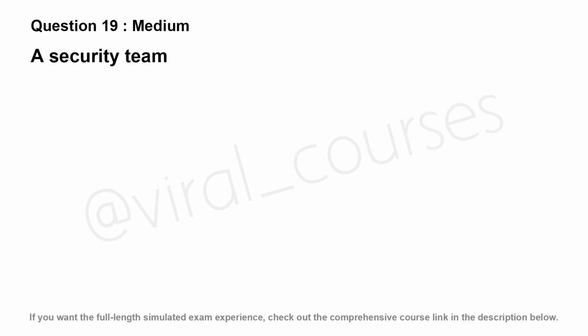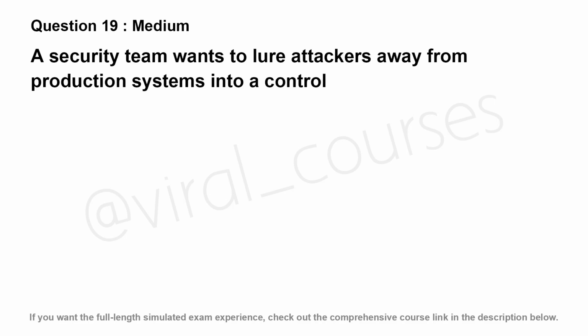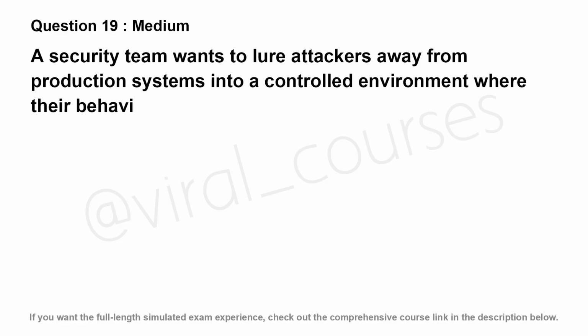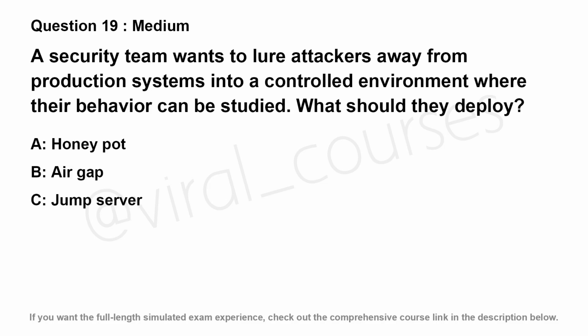A security team wants to lure attackers away from production systems into a controlled environment, where their behavior can be studied. What should they deploy? Option A, honeypot. Option B, airgap. Option C, jump server. Option D, DMZ.